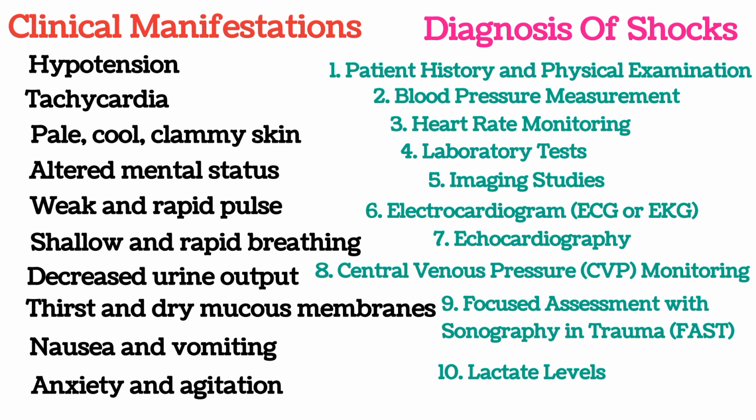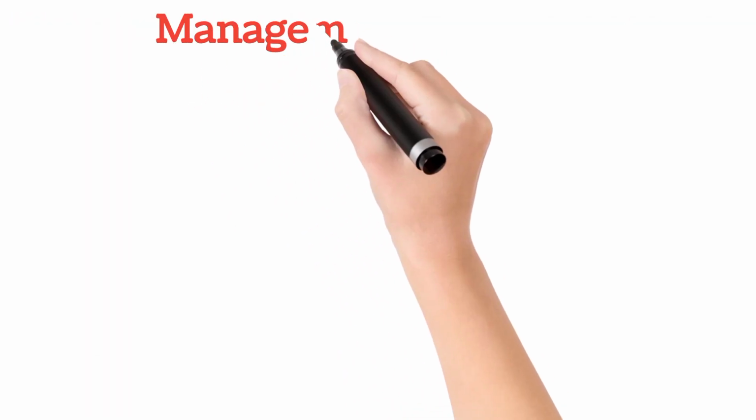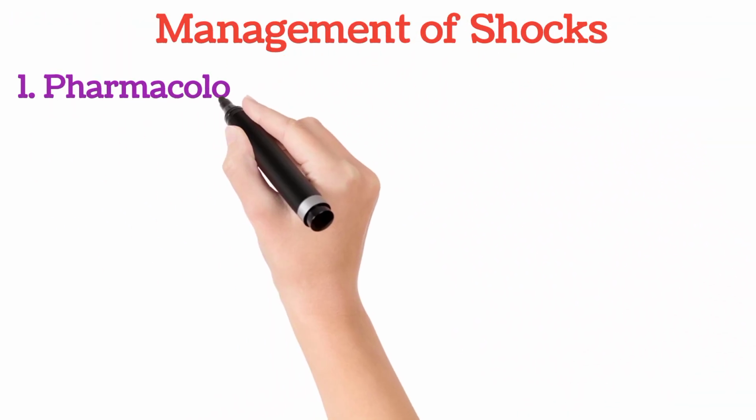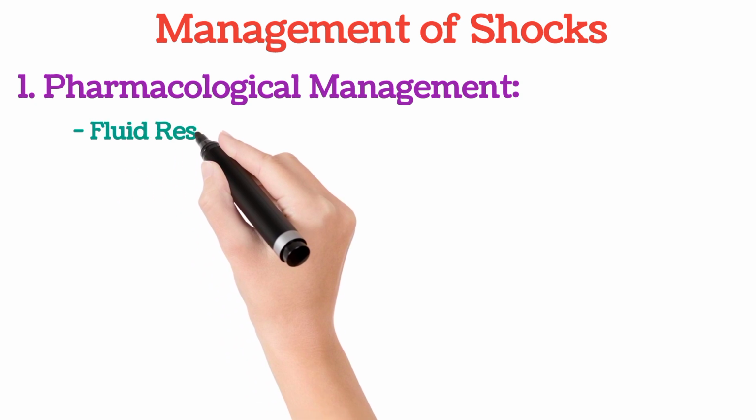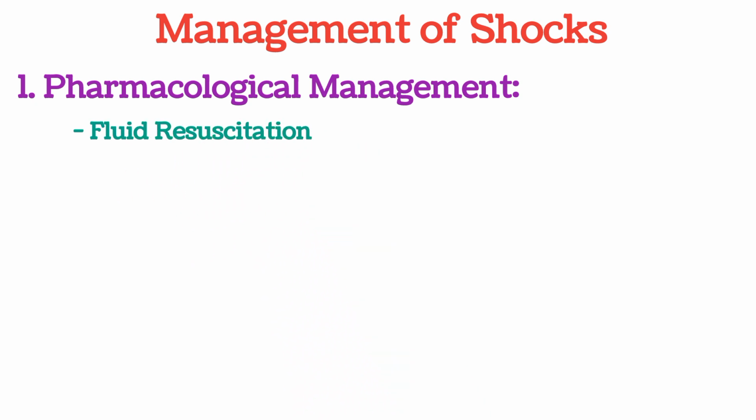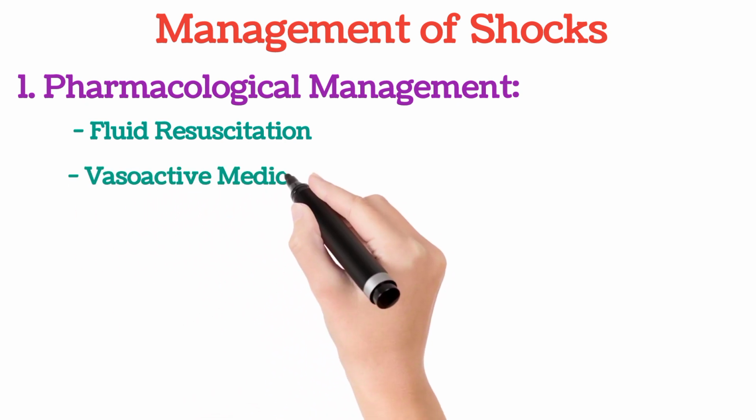Emergency medical professionals play a vital role in initiating appropriate treatments based on the identified type and cause of shock. Management of shock. 1. Pharmacological management. Fluid resuscitation. Intravenous fluids, often isotonic crystalloids like normal saline or lactated Ringer's solution, are administered to restore circulating volume. The choice of fluid and the rate of administration depend on the type of shock and individual patient factors.